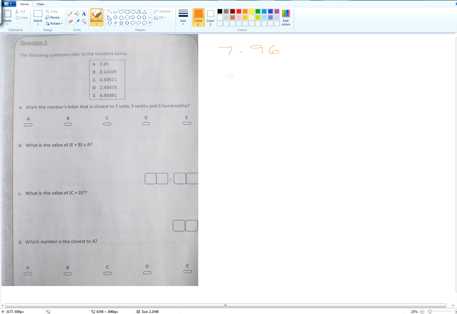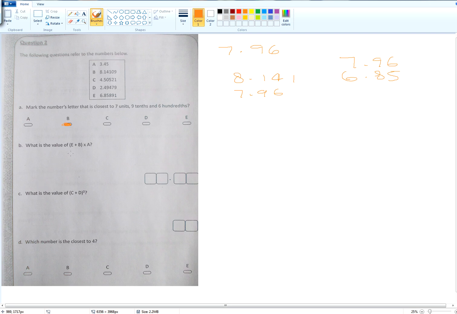Okay, let's have a look. So B is 8.141, and what's the other one? E is 6.85. Oh yeah, 7.96. It's not closer to that. It is very close to this one. So the answer is B.